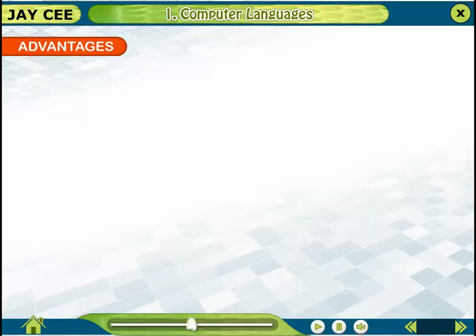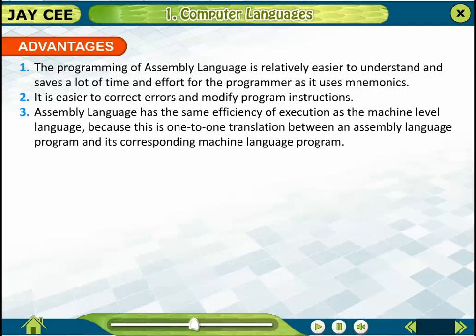Advantages. The program of assembly language is relatively easier to understand and saves a lot of time and effort for the programmer as it uses mnemonics. It is easier to correct errors and modify program instructions. Assembly language has the same efficiency of execution as the machine-level language because there is a one-to-one translation between an assembly language program and its corresponding machine language program.